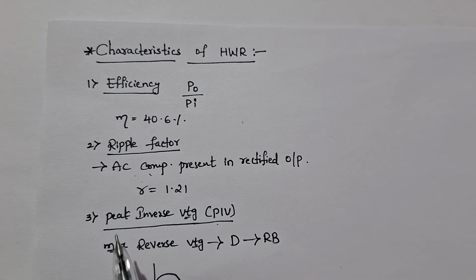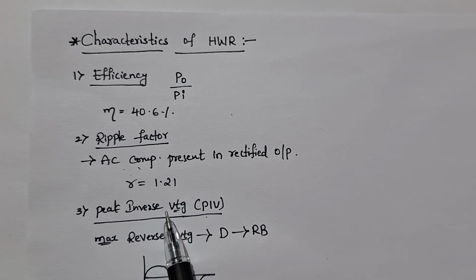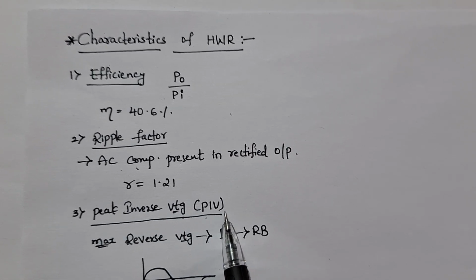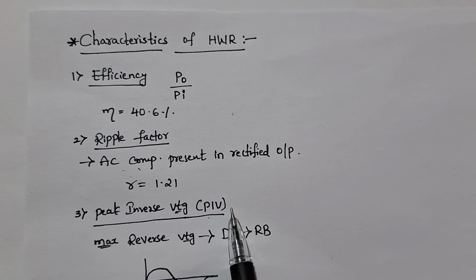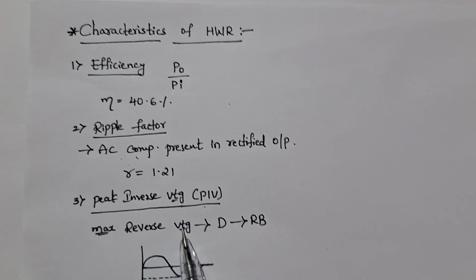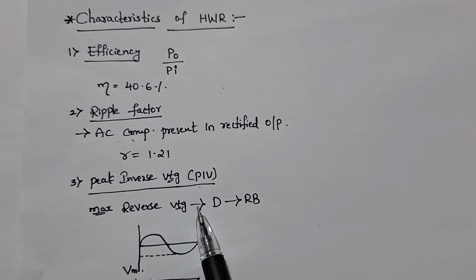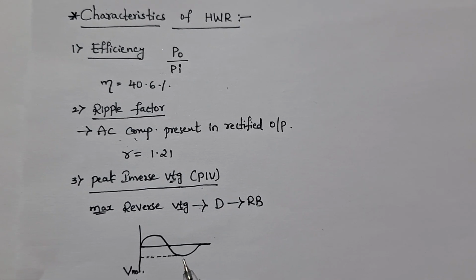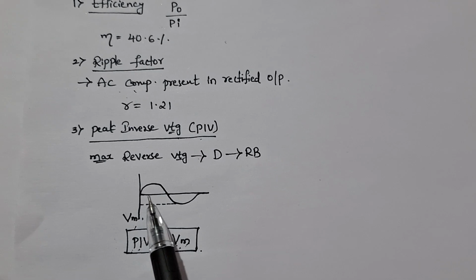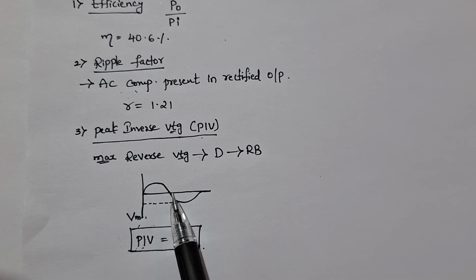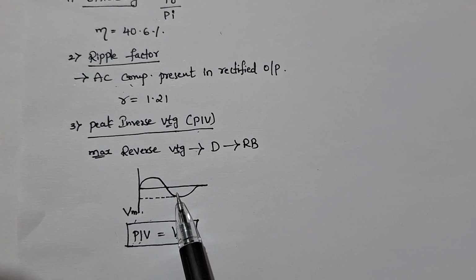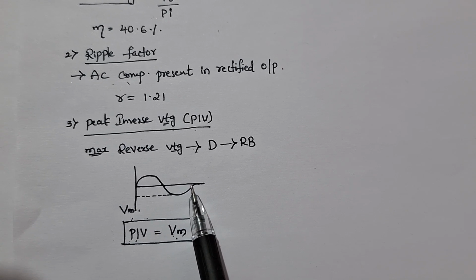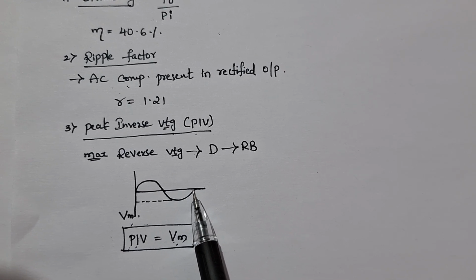Now the next one is the peak inverse voltage, which is also known as PIV. We can define peak inverse voltage as the maximum reverse voltage that can appear across the diode when the diode is operating in reverse bias condition. We know that during the positive half of the input cycle, the diode is forward biased, and during the negative half of the input cycle the diode will be reverse biased.